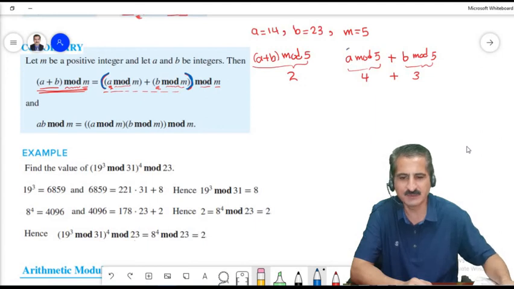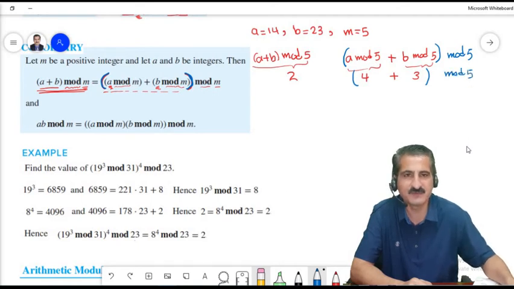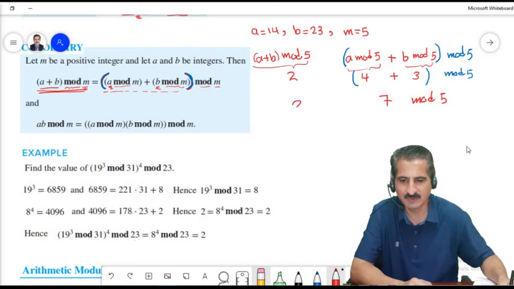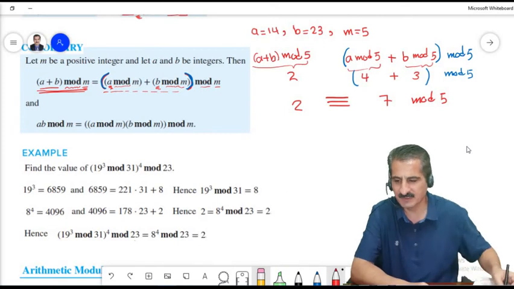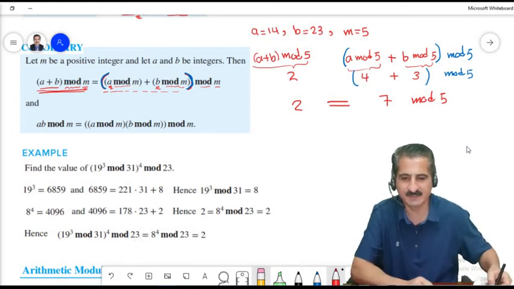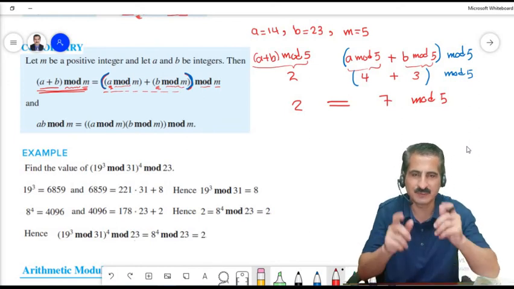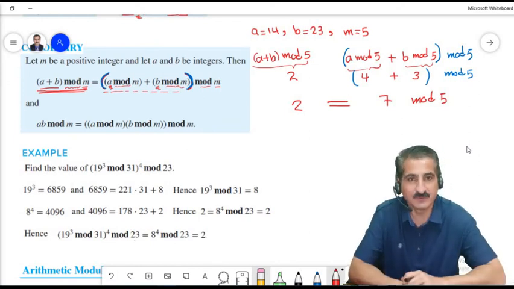Now what do I do? Parentheses with blue color, take modulo 5. So what does it equal? 4 plus 3 is 7. So I got 7 modulo 5, and in here I got 2. Are they the same? Yes, they are the same. And here we use equal with 2 lines, not 3 lines. We use 3 lines when we take modulo m with the parentheses. Okay, so we got it.